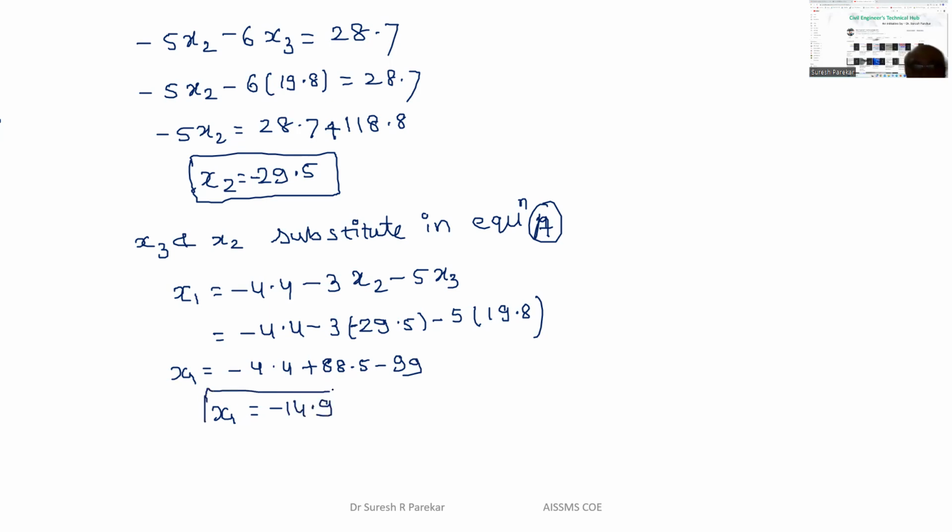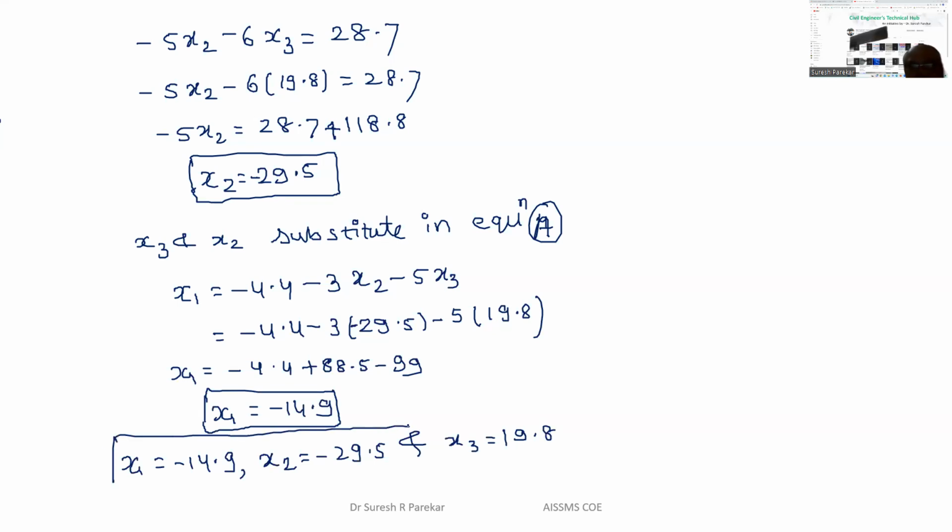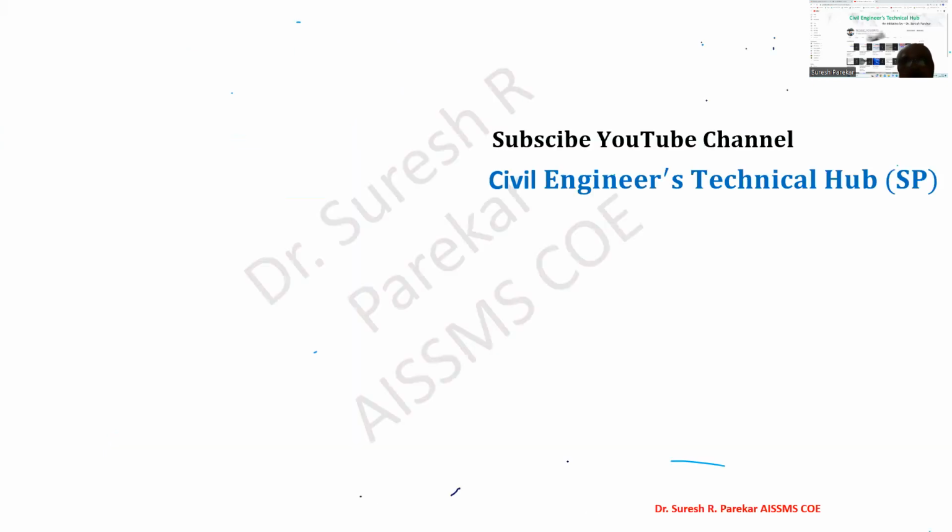And so we have the values of x1, x2, x3. So x1 we have minus 14.9, x2 we have minus 29.5, and x3 we have 19.8. So likewise, we have to find the values of x1, x2, x3 by using the Gauss elimination method. So this is our first method. So now we will stop here only. Thank you.